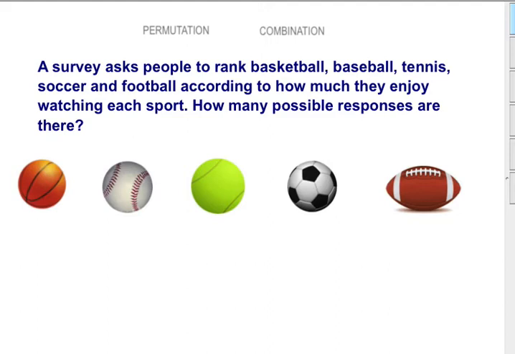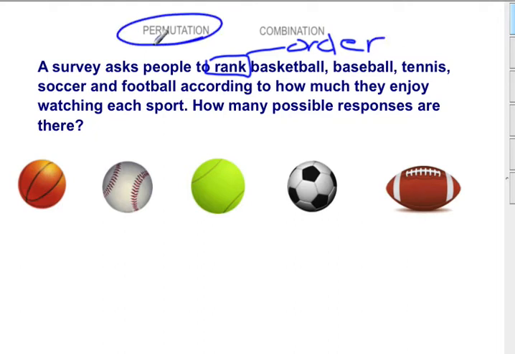So let's take a look at number 8. A survey asked people to rank basketball, baseball, tennis, soccer, and football according to how much they enjoy watching each sport. How many possible responses are there? Rank is another word that definitely should indicate to you that there's some sort of order. First place is definitely different than last place.